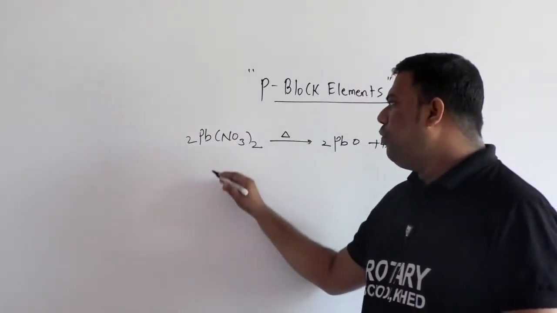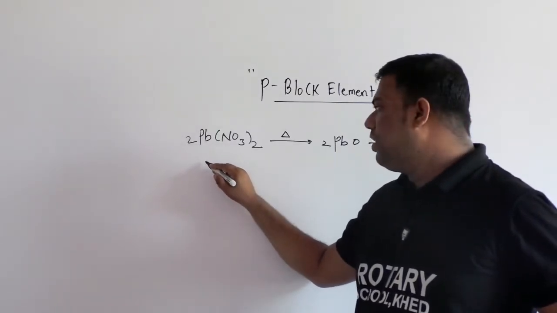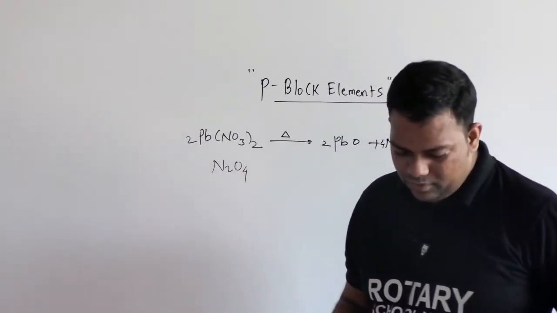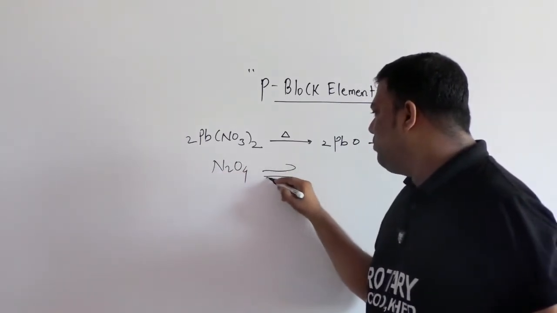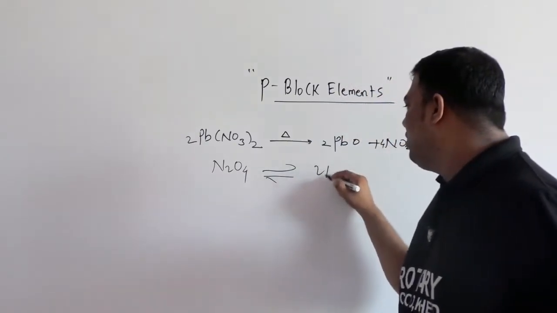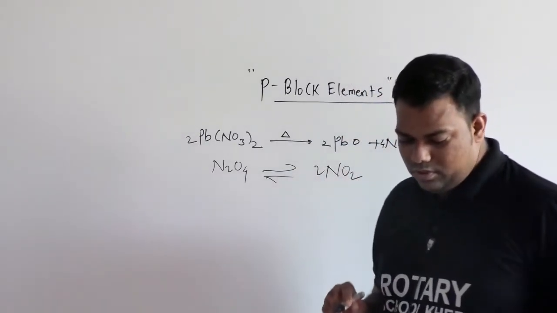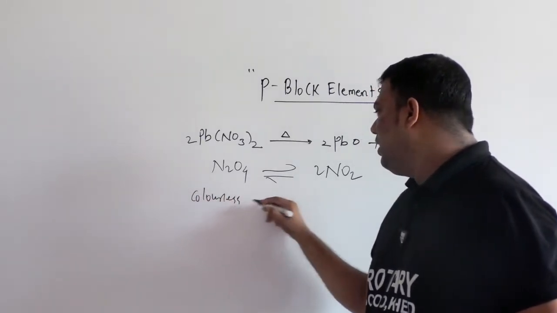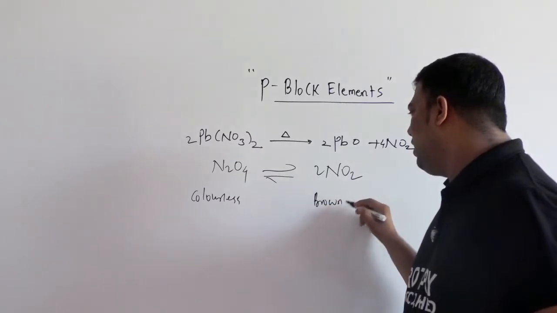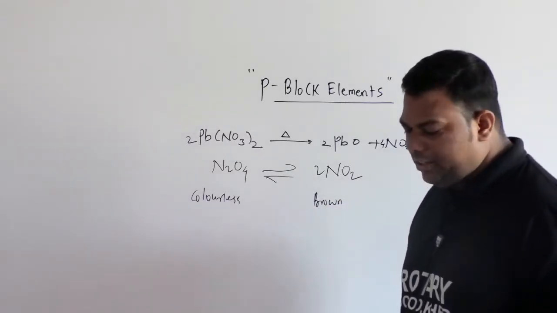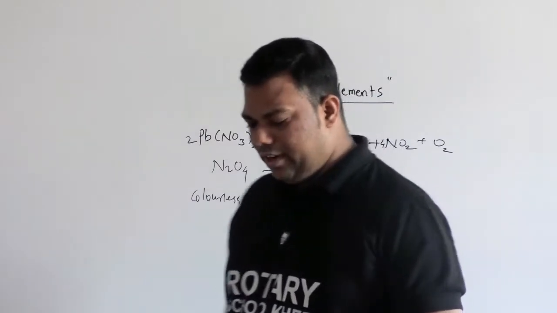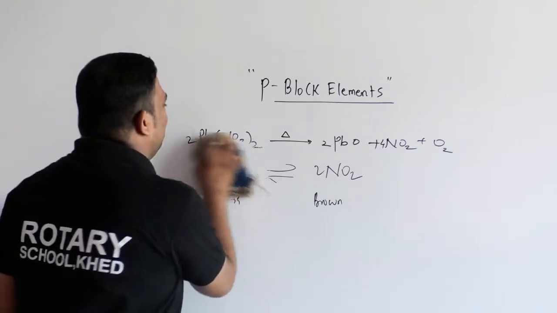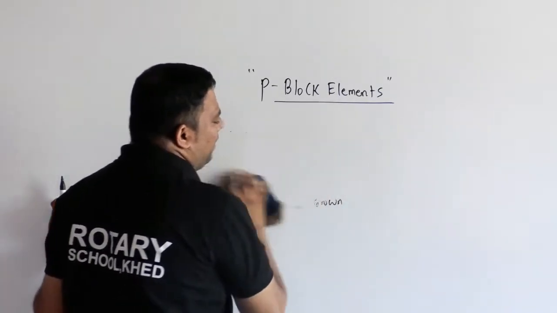Now one thing here you must know, one reversible reaction: when N2O4 undergoes reversible dissociation, you will get 2NO2. Here it is colorless, and what will be the color here? Brown. So these are some reactions with nitrate that we can write here.